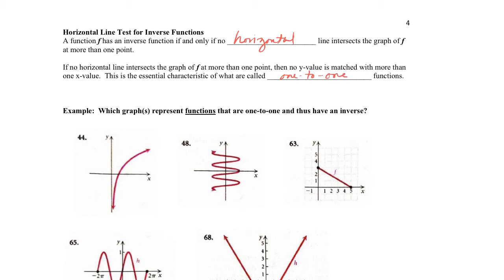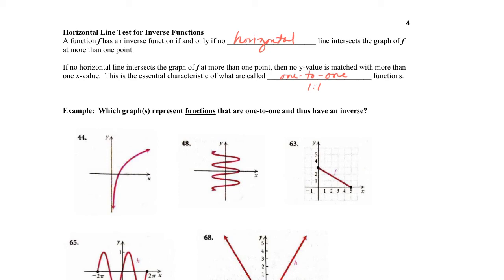Now you can write one-to-one out as the words. Sometimes you'll see that I shorthand it as 1-to-1. Either notation is fine. It doesn't make any difference on your homework and such that you're going to turn in. I'll take either one.